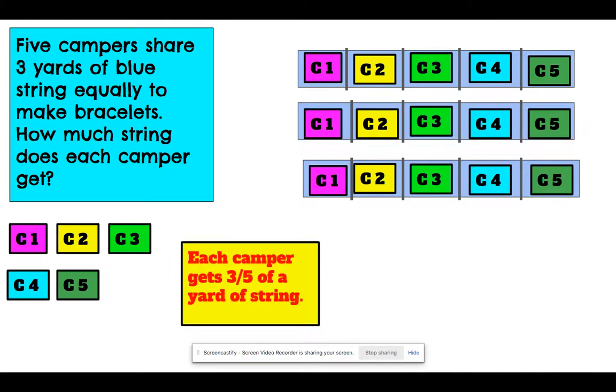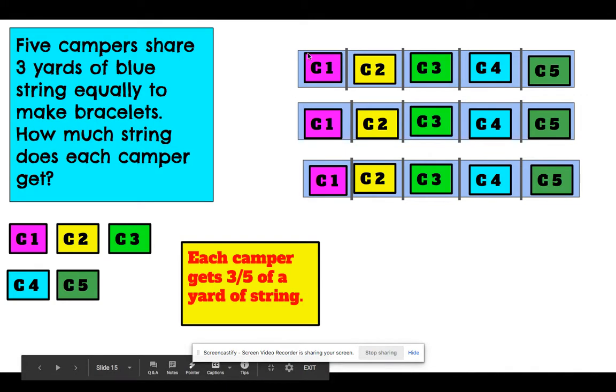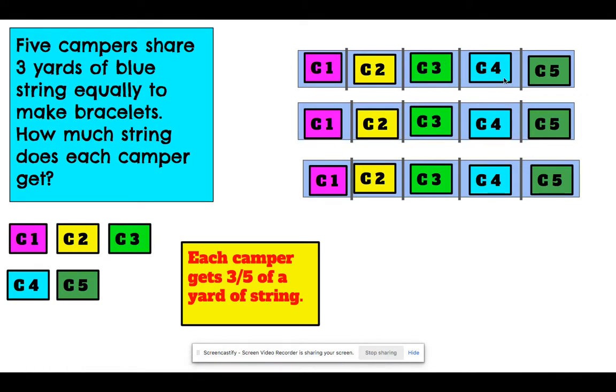In this scenario, each camper gets 3/5 of a yard of string, because each portion here is a fifth: 1/5, 2/5, 3/5, 4/5, 5/5. If we just focus on camper 1 again, camper 1 gets 1/5, 2/5, 3/5. And if we count all the others, they would all get 3/5 of a yard of string.